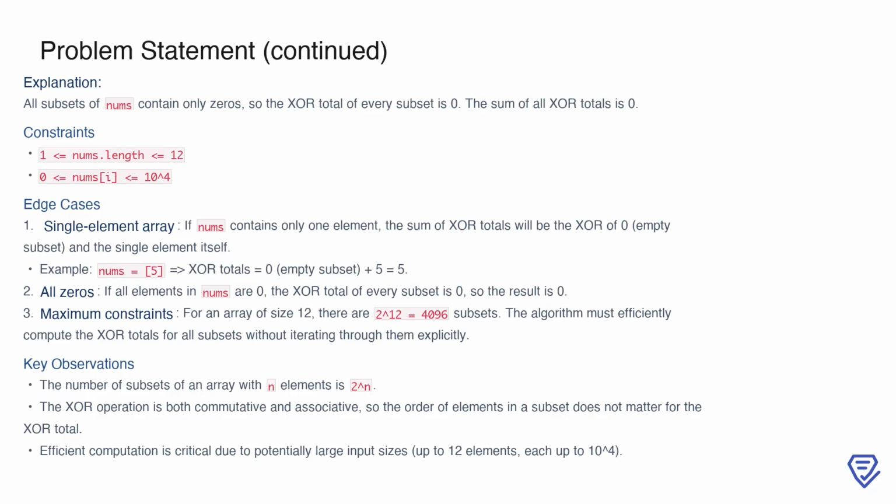For example, if nums equals 5, the result is 0 plus 5 equals 5. Another edge case is when all elements are zeros, where the XOR total of every subset is 0, resulting in a sum of 0. Efficient computation is vital because iterating through all subsets explicitly would be computationally expensive. Instead, we can leverage properties of the XOR operation, such as commutativity and associativity, to optimize the solution.